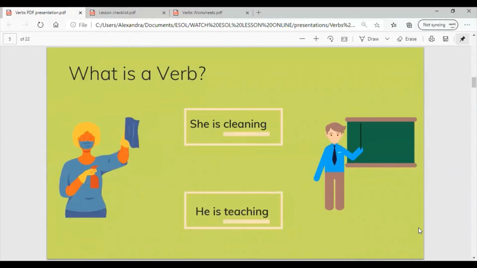Here are a couple more examples of verbs with people. If we look at this lady, she is cleaning. The action is cleaning because that is what she is doing, so our verb is cleaning. Whereas this man is teaching. So our verb, our action word, the word that tells us what he is doing, is teaching.